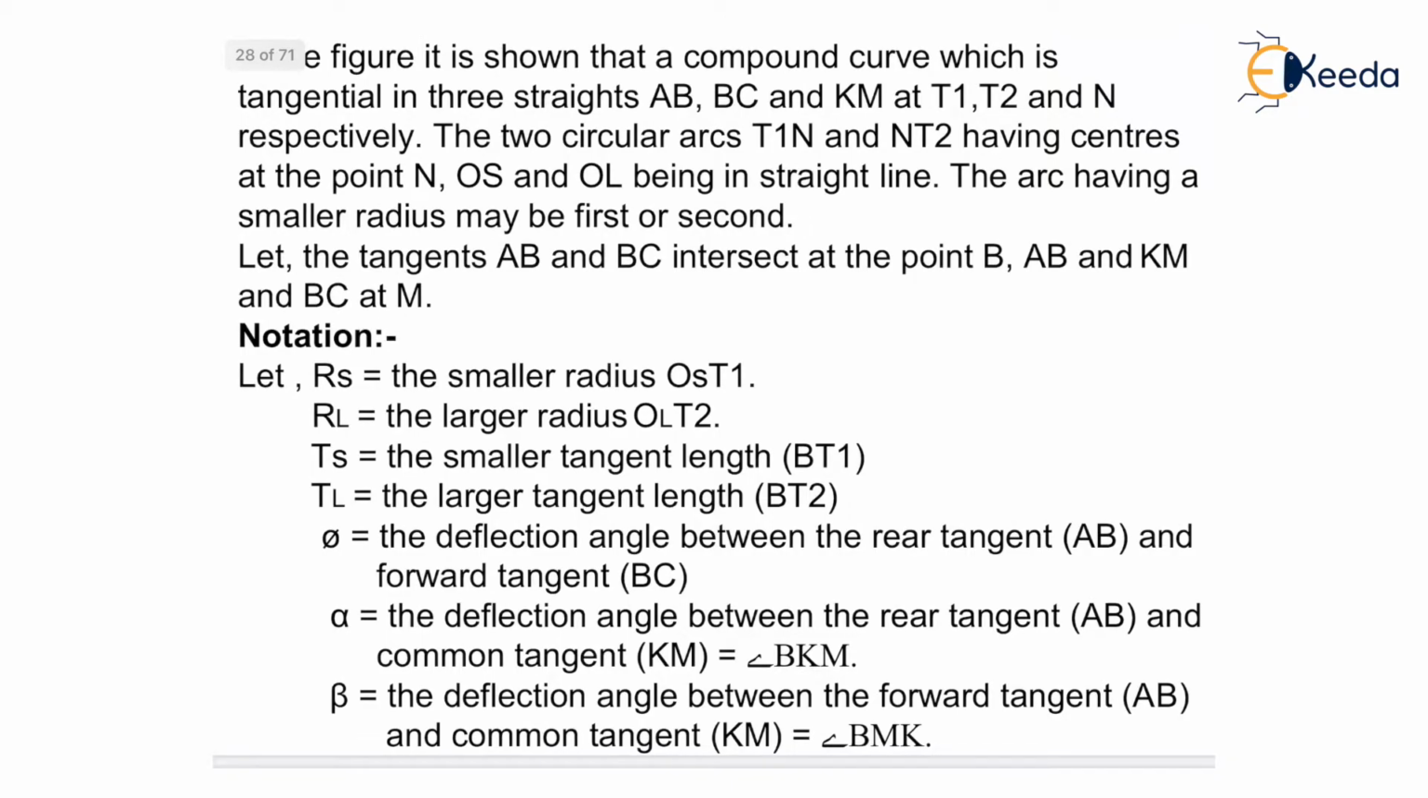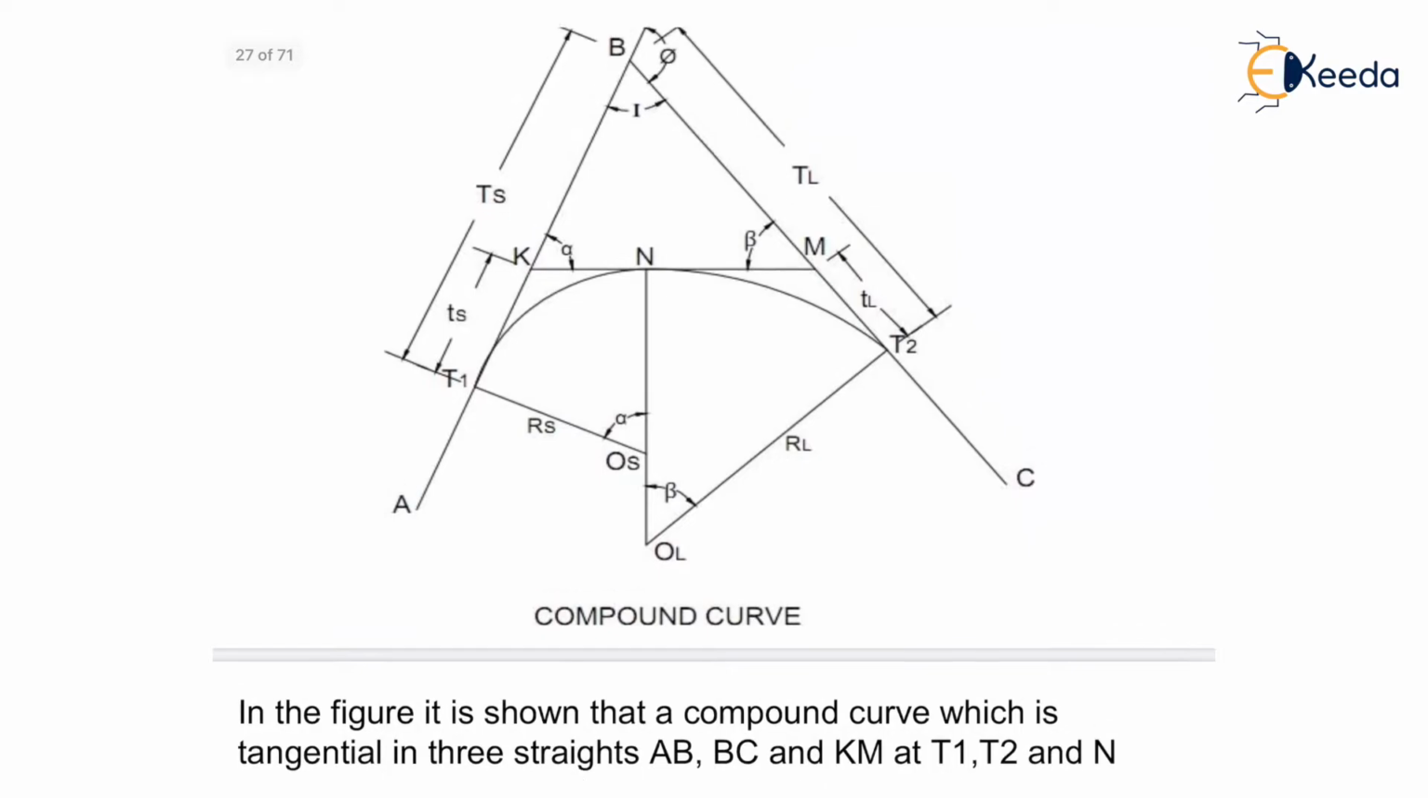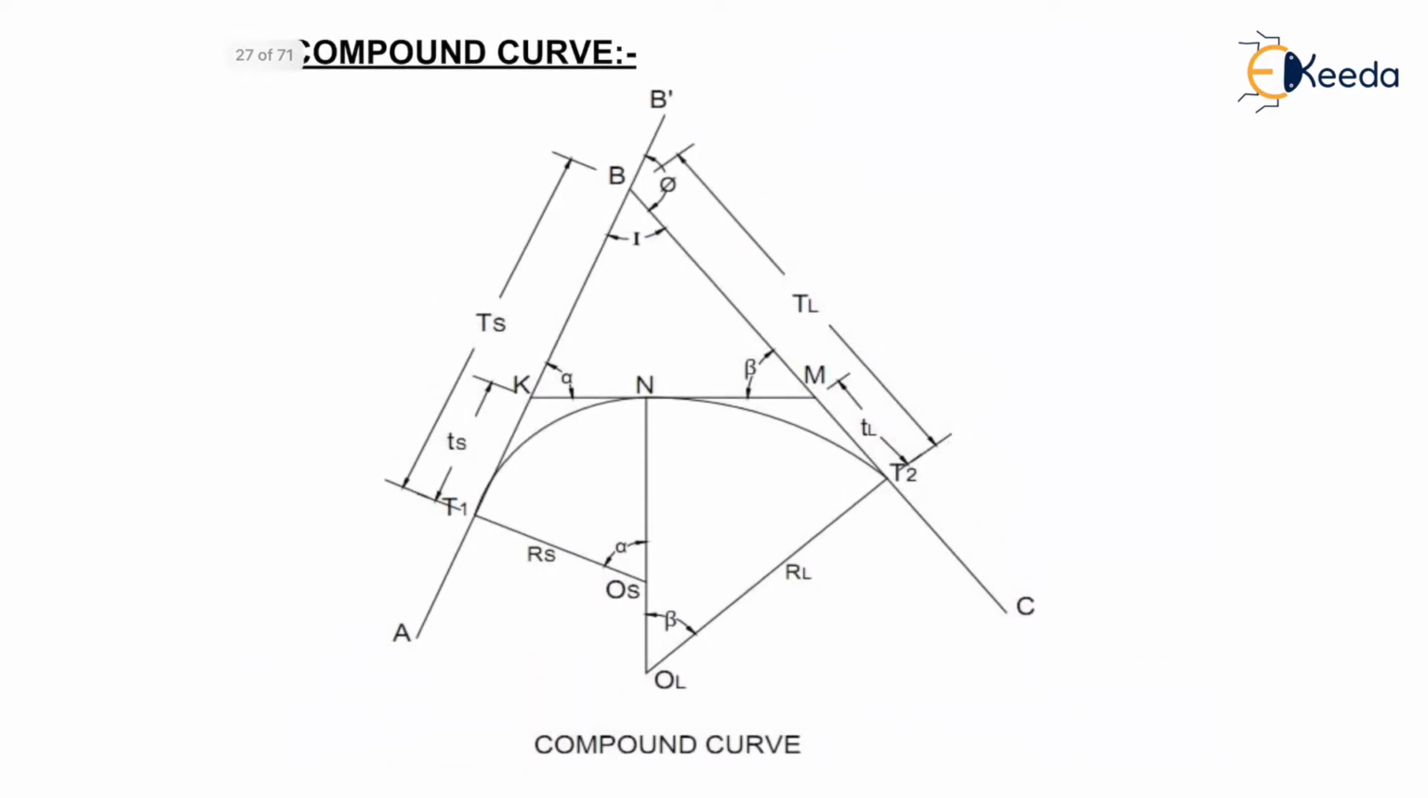So in this slide you can see all the notations which we have discussed earlier, and then we have the small ts and small tl also. Small ts is the length of the tangent to the arc T1 having a smaller radius, as you can see in this figure, and small tl is the length of the tangent to the arc T2 having a larger radius. Now let us discuss the elements of this compound curve.